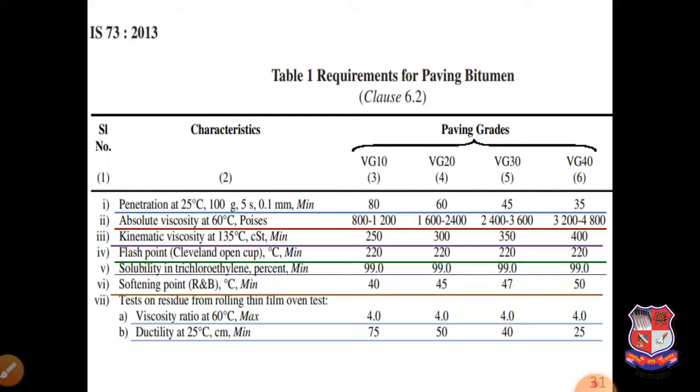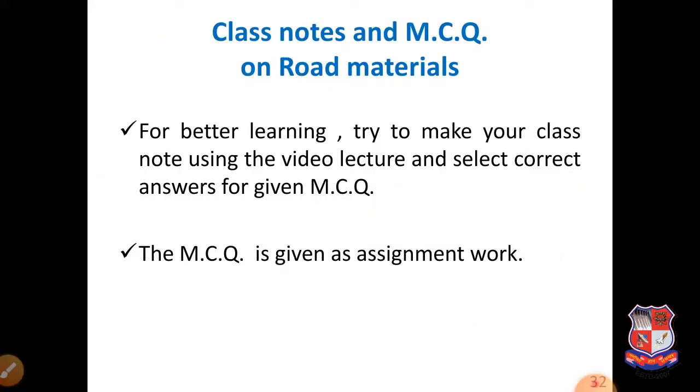So this is the table of Indian Standard 73 2013 for road construction in India, requirements for paving bitumen. So today we saw the road materials and their tests. We saw coarse aggregates, grits, and an introduction to bitumen.